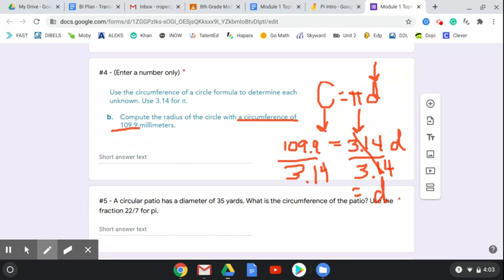I wasn't asked to compute the diameter, I was asked to compute the radius. But if I know the diameter, I also know the radius, right? If the diameter is all the way across the circle, the radius is halfway across the circle. So I need half of this number. So take 35 and divide by 2, and you would get 17.5. So the radius is 17.5. That's what I'll put in. That is the radius of the circle. All right, 2 more and we'll be done.